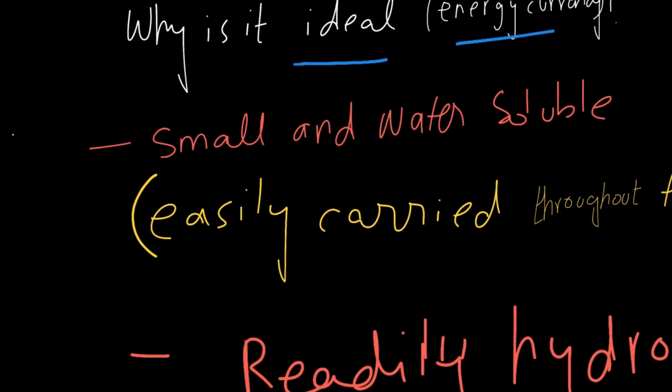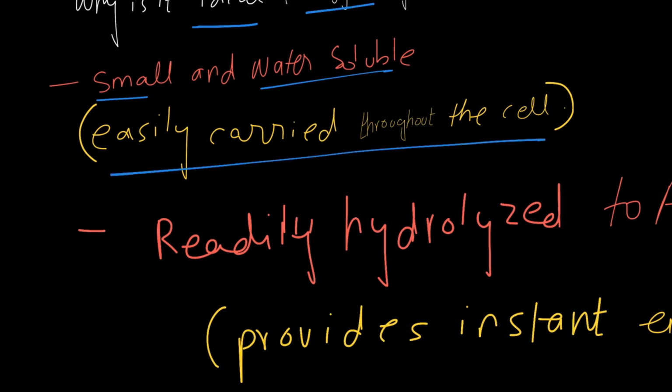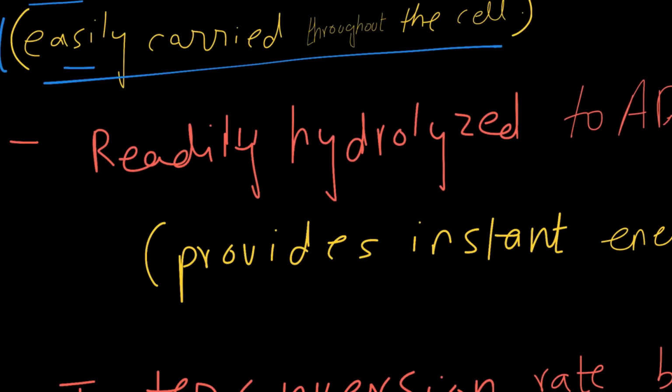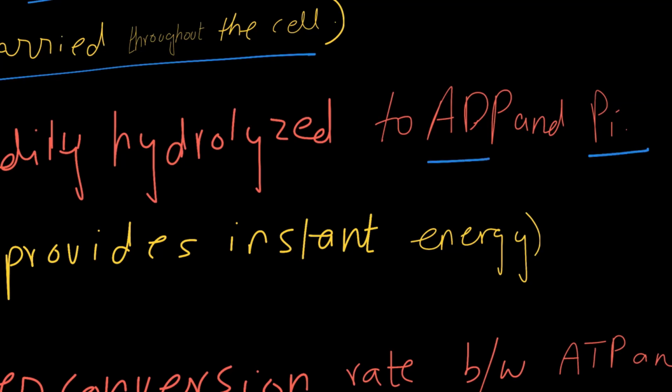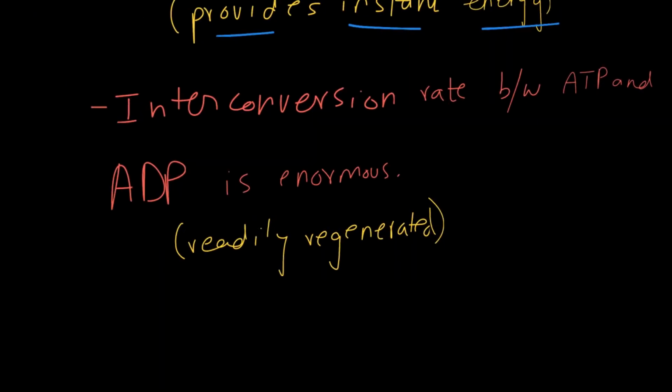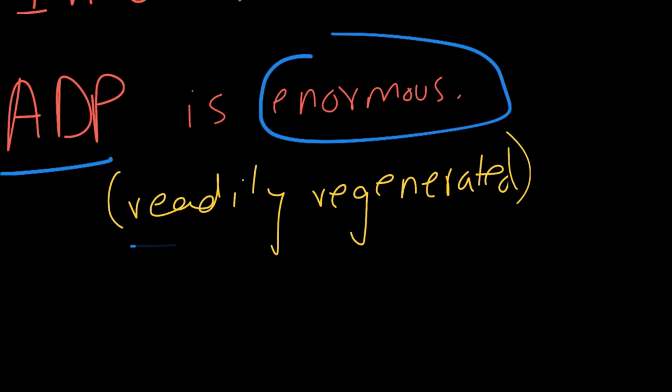So first of all, it's small and water soluble, so it can easily be carried throughout the cells. So whatever I've mentioned in yellow is the justification of the statement I make in red. So it's small and water soluble. What return does it give? It helps it to be easily carried throughout the cell. Secondly, it's readily hydrolyzed to ADP and pi, right? What does this do? It helps provide instant energy, and the interconversion rate between ATP and ADP is enormous. Thus, it helps to get readily regenerated.